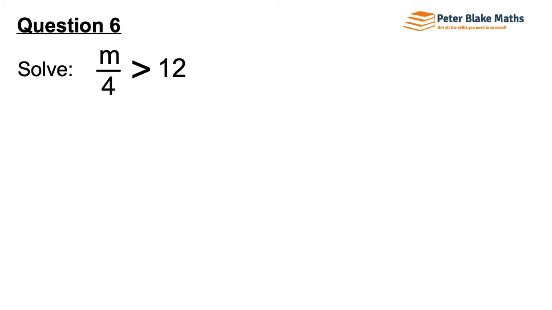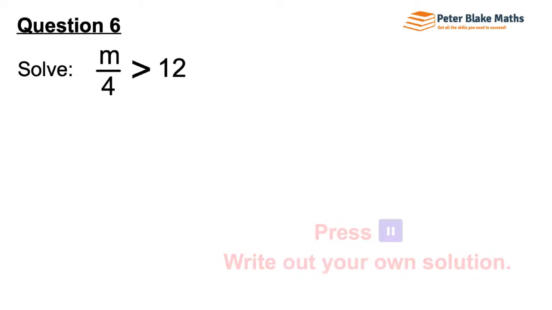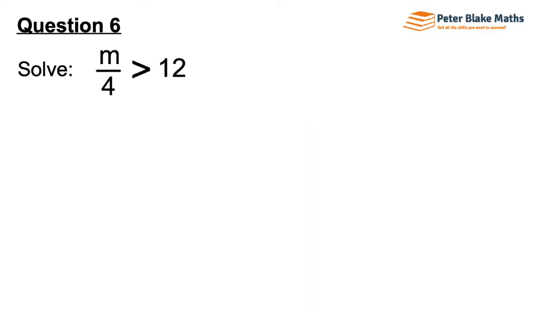Question 6. Solve. m over 4 is greater than 12. We solve inequations using the same methods as solving equations, except if you multiply or divide by a negative, the direction of the inequality sign changes. So to get the letter on its own here, we're going to have to move a 4 that's dividing. The bottom of a fraction divides into the top. So the opposite of dividing by 4 is multiplying by 4. So we'll do that to both sides.